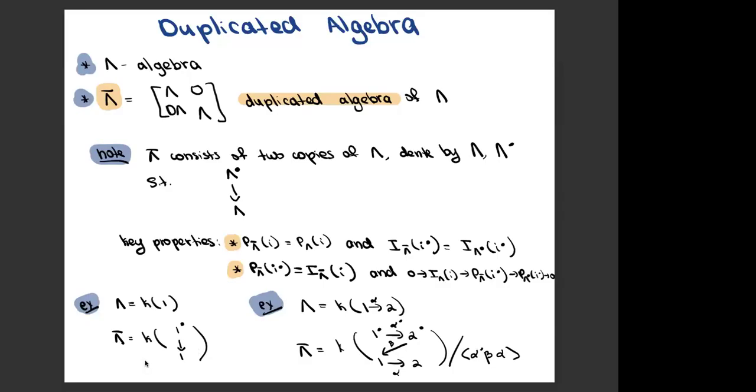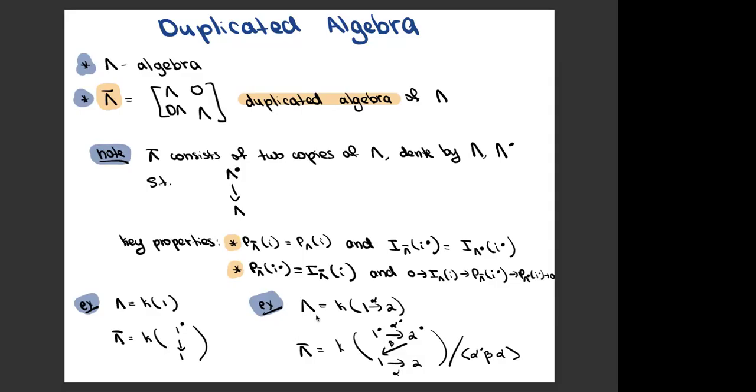And then you can check that, for example, the projective at the dotted part, the 1 dot 1, that's the projective. A submodule of it is the 1, which is the injective at the 1. And the quotient is 1 dot, which is the projective at the 1 dot if you ignore the bottom stuff.